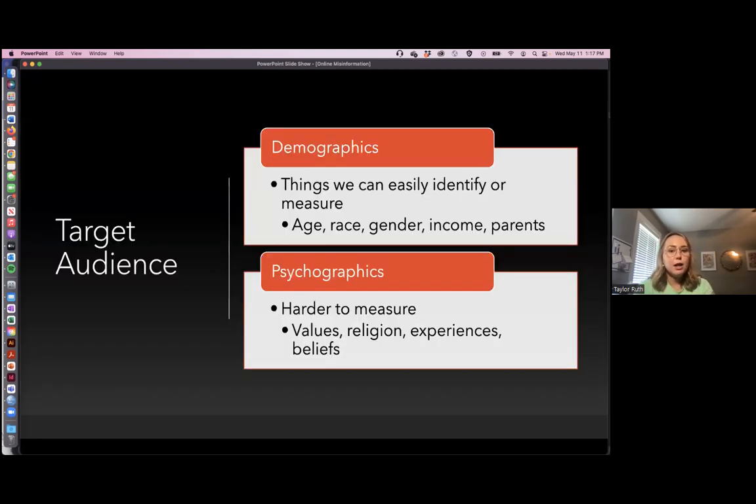Once you've figured out who that audience is, breaking it down to their demographics, which are pretty straightforward, so age, race, gender, and income, as well as psychographics, so their values, religion, experiences, and beliefs. We've talked a lot about emotion today, so the psychographic part, I think, can get left out sometimes when we're doing our audience analysis, but it is so important at this point. We have to make sure we are considering it.